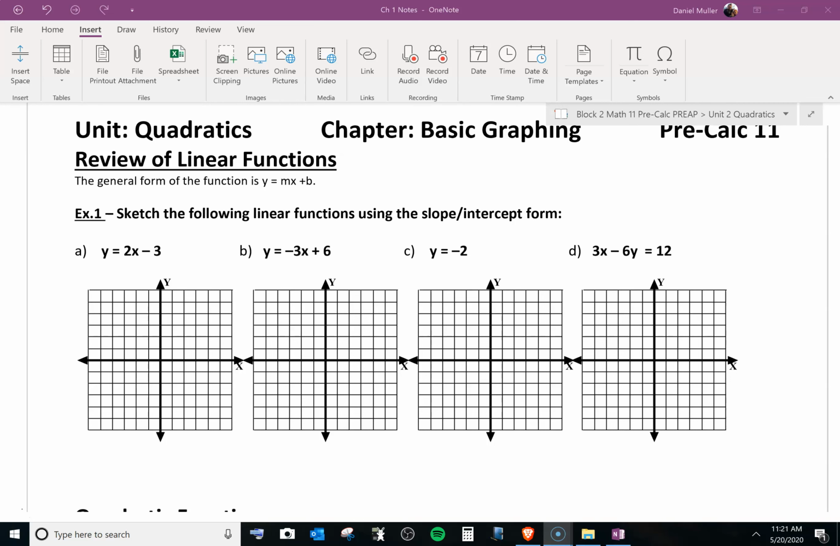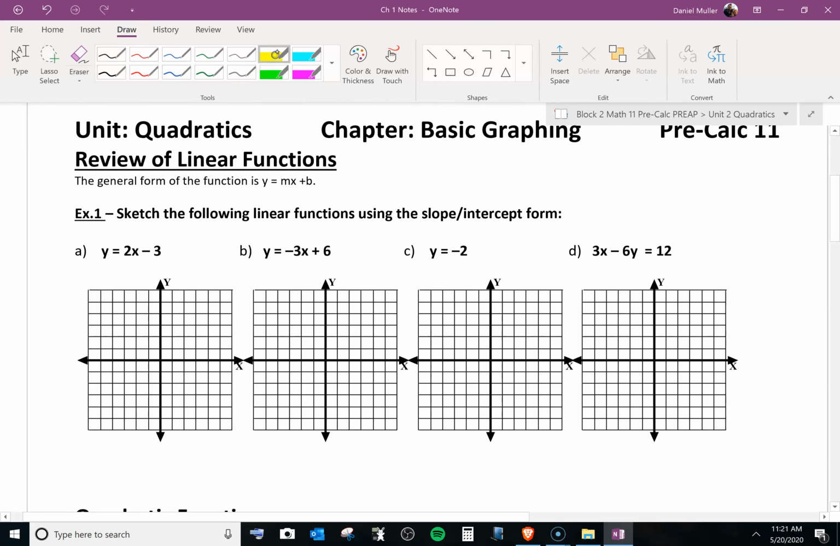Unit Quadratics, chapter here, Basic Graphing. So we're going to be graphing quadratics, which is something completely different than what we've done before. To start, I thought maybe we would do four questions graphing linear functions. Linear functions are lines, as you can see from the word. We've done this in grade 9 or grade 10, I can't remember which. So we're graphing lines, and that's going to be our review, just to remember how to do this.